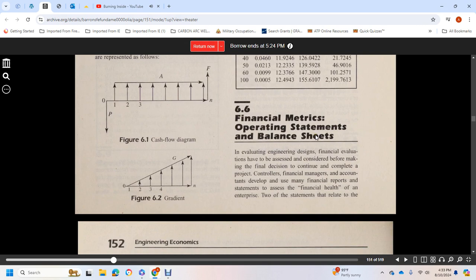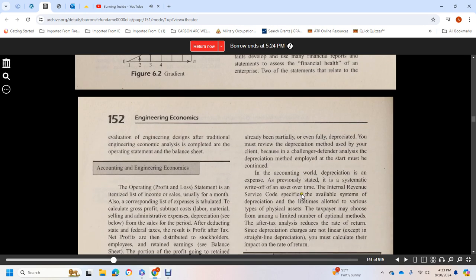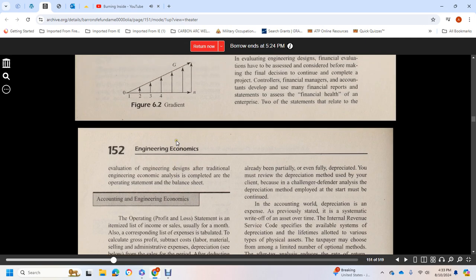6.6 Financial metrics, operating statements, and balance sheets. In evaluating engineering design, financial evaluations are set aside for the decision before making the final decision. Financial managers and accountants develop and use many financial report statements that assess the financial health of the enterprise. Two statements related to the evaluation of engineering design, after traditional engineering economic analysis is completed, are operating statements and balance sheets.